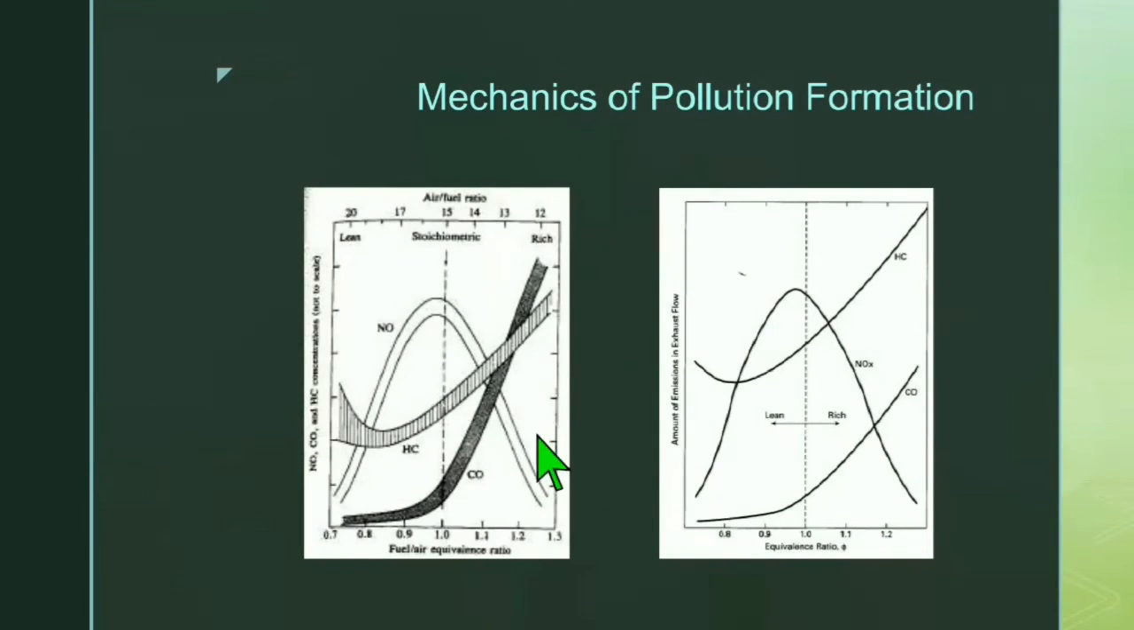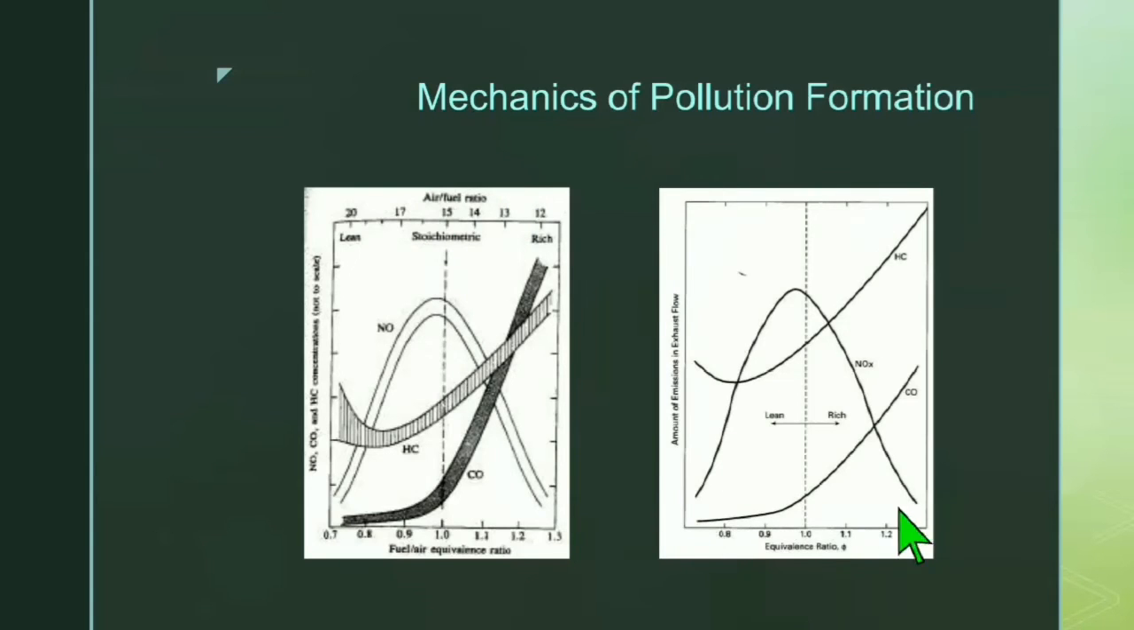There are two figures. From the first figure we can say the x-axis defines the fuel-air equivalence ratio or air-fuel ratio. The y-axis defines NO, CO and HC concentration. This one is for NO, nitrogen oxide. This one is for HC, hydrocarbon. This one is for CO, carbon monoxide. Here is the lean mixture, the rich mixture, and here remains the stoichiometric.